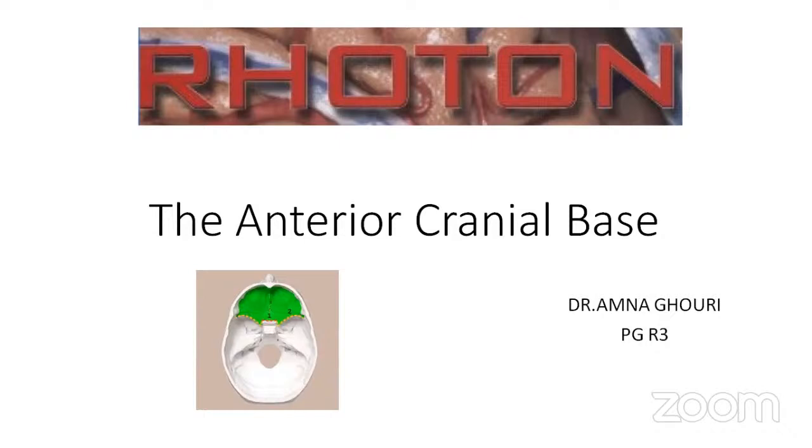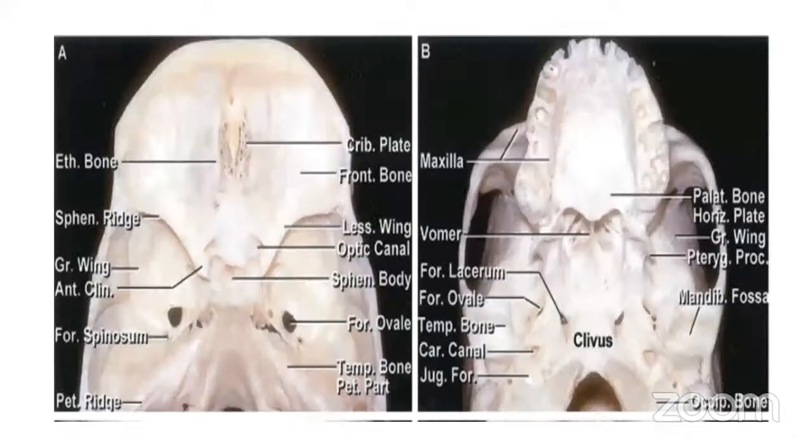As we all know, the cranium is divided into the calvarium and the cranial base, and the cranial base is further divided into the endocranial surface and the exocranial surface. The endocranial surface faces the brain, and the exocranial surface faces the nasal cavity, sinuses, orbits, pharynx, and the infratemporal and pterygopalatine fossa.